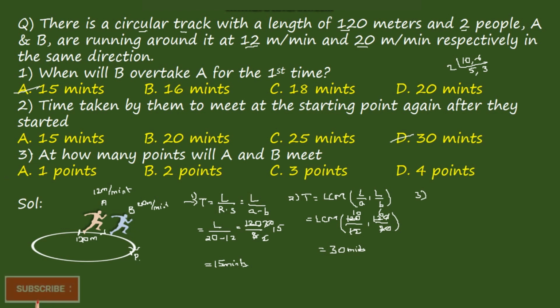Coming to the third one. At how many points will A and B meet? Okay, A and B would be meeting, right? And at how many points they will be meeting, we have to find out. We know the value is nothing but x by y. What is x? It is nothing but the time taken by them to meet at the starting point, right? It's called x. And y is nothing but the time when A and B would be meeting for the first time. Then it becomes 30 by 15, which goes by 2, which is equal to 2 points they will be meeting. So the answer is option B.